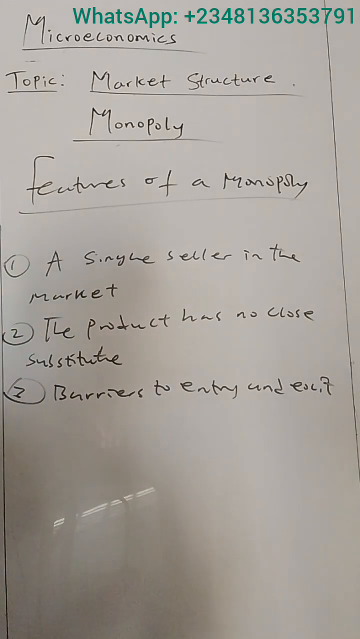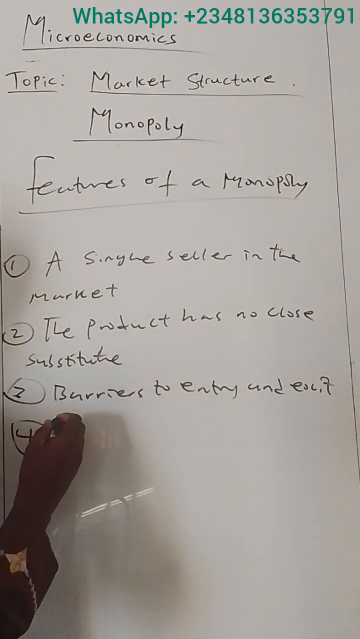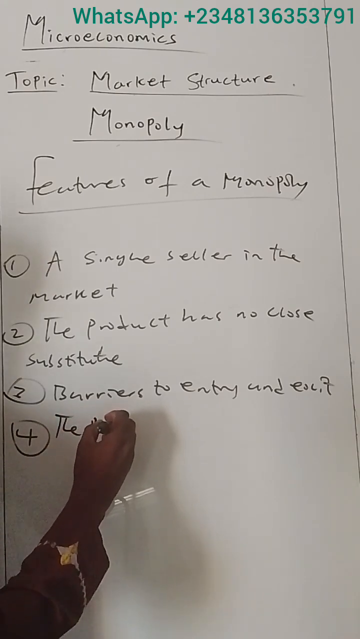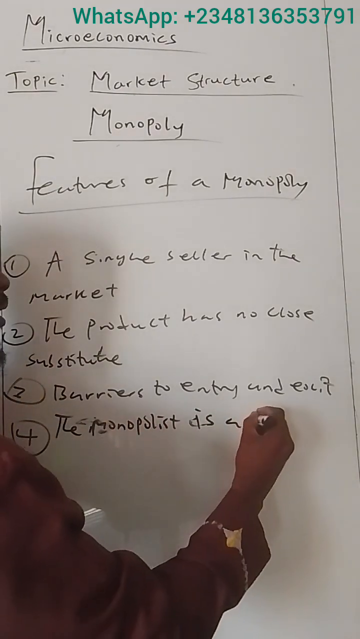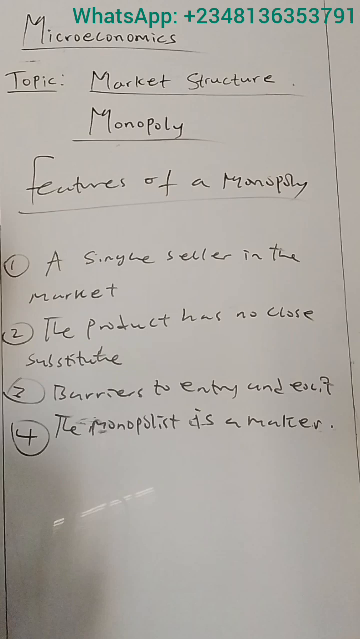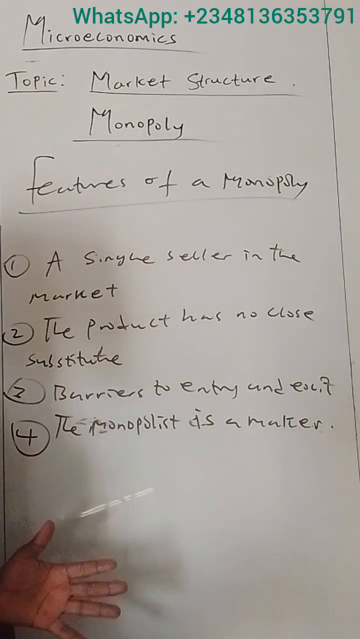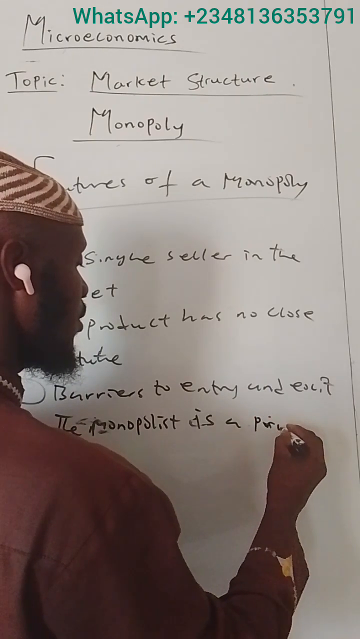So the market is not free for anyone to enter, and the monopolist cannot exit the market anyhow because it is going to incur costs. Number four is that the monopolist is a price maker. Unlike a perfectly competitive firm, which is a price taker because the price is determined in the market by the interaction of the forces of demand and supply, and all firms in a perfect market take that price as given, a monopoly sets its own price. That is why a monopolist is a price maker.